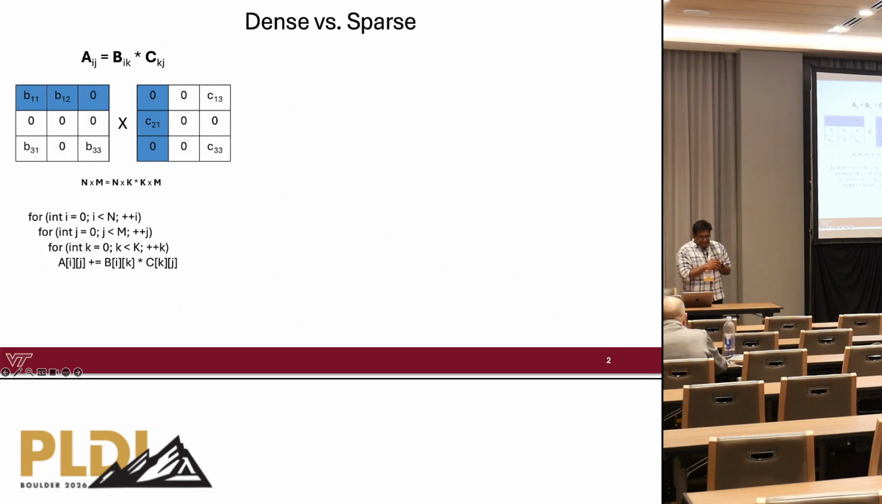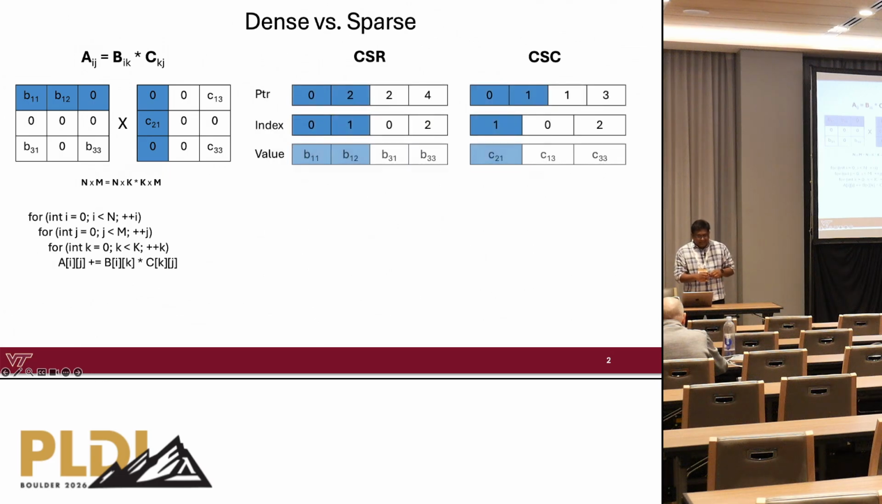So let's take the case where these matrices are somewhat sparse. Since there are more zeros in this matrix, we can represent them in compressed format. In this case, I'm going to represent B in CSR, compressed sparse row format, so the rows get compressed here, and this matrix C in CSC, compressed sparse column format, so the columns get compressed. So now let's think about how the code for the same kernel gets generated.